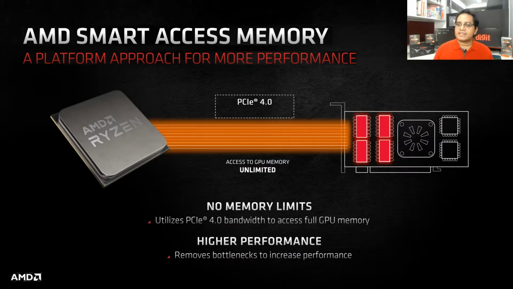Then you have smart access memory. We've touched upon this several times in the previous slides where we had two different graphs right next to each other for certain titles. Smart access memory is based on a PCIe 4.0 spec called resizable BAR. It basically allows your CPU, that is the AMD Ryzen 5000 series, to gain access to the entire GPU memory. So the CPU not only has access to the RAM that is connected to it, but also the entire 16 GB of video buffer that's present in the GPU. This removes bottlenecks which might have otherwise been present and gives you a little more performance.